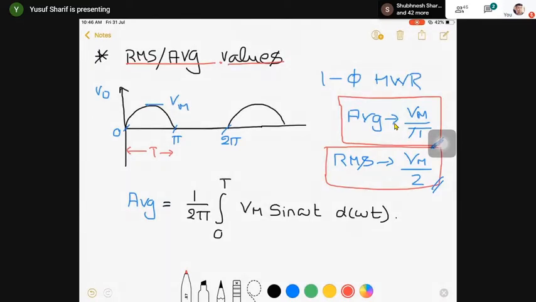So what should I write here? The t that I have written here should be replaced with what? Pi. It should be replaced with pi. Very good. Okay. Well, this is not the time period.